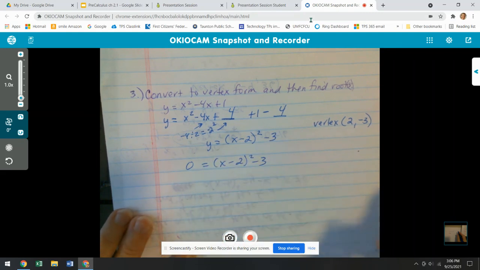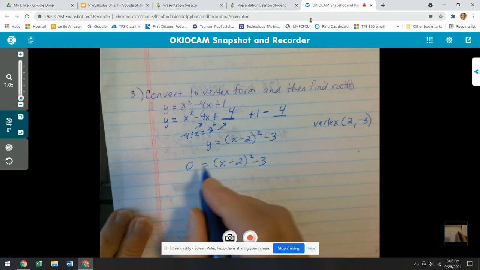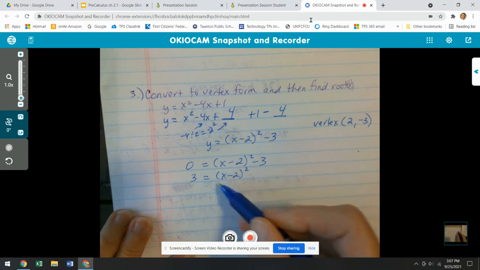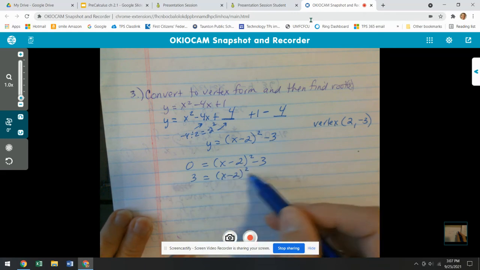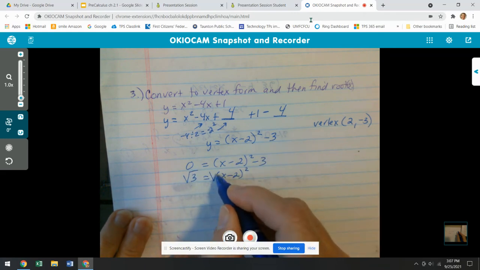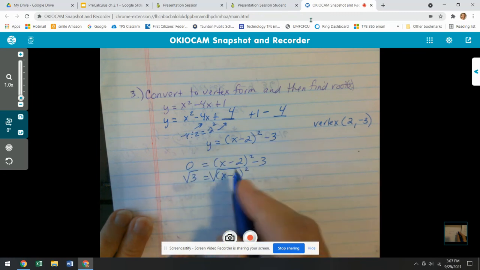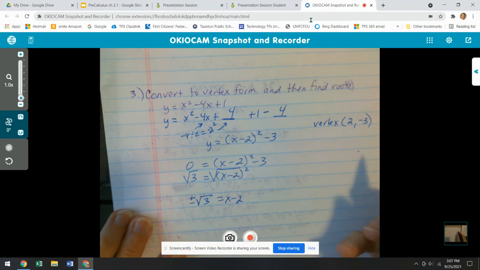And then just solve it for x. So we want to isolate our squared term, so we bring the 3 to the other side. Because we need to undo a squared term, we need to square root. And when we square root a number like this, what we have to remember to do is put the plus and minus. Square root of 3 equals x minus 2.